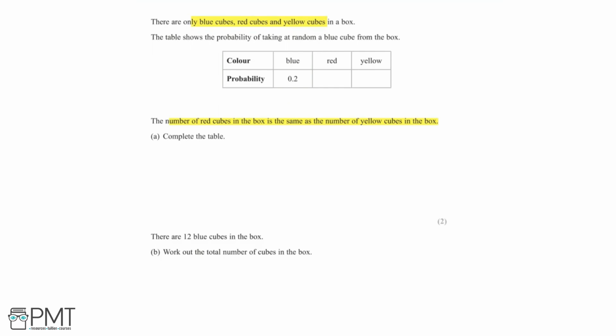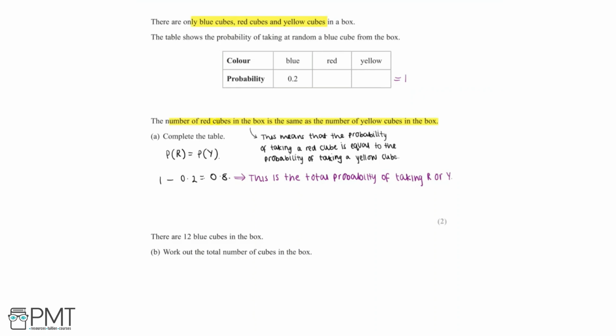Now we know that the sum of probabilities is equal to 1. Now since we're told that the number of red cubes in the box is the same as the number of yellow cubes in the box, we can say that the probability of taking a red cube is equal to the probability of taking a yellow cube. So let's start by doing 1 take away 0.2, which is equal to 0.8. And so we can say that 0.8 is the total probability of taking red or taking yellow.